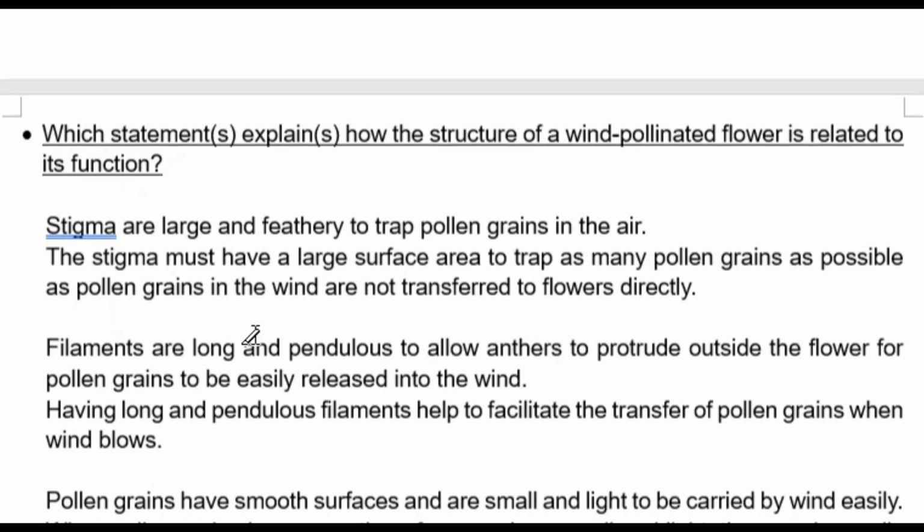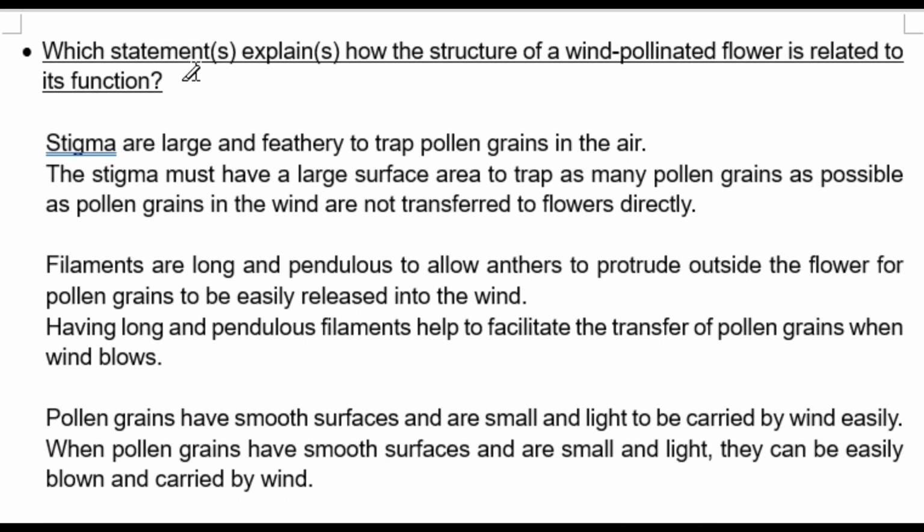Which statement explains how the structure of a wind-pollinated flower is related to its function? Stigmas are large and feathery to trap pollen grains in the air. The stigma must have a large surface area to trap as many pollen grains as possible, as pollen grains in the wind are not transferred to flowers directly.